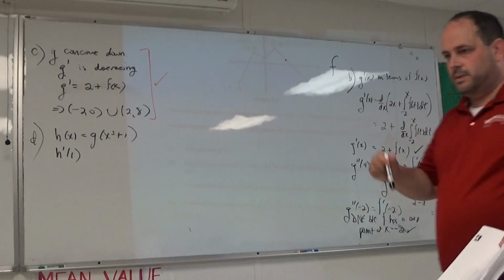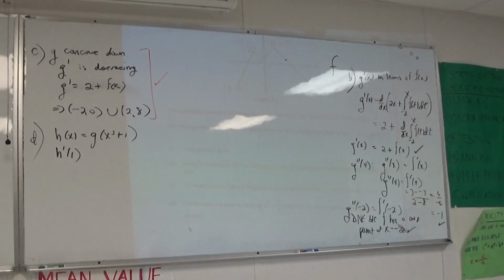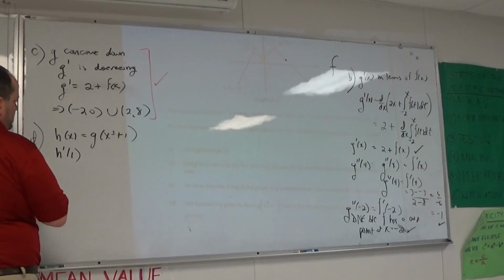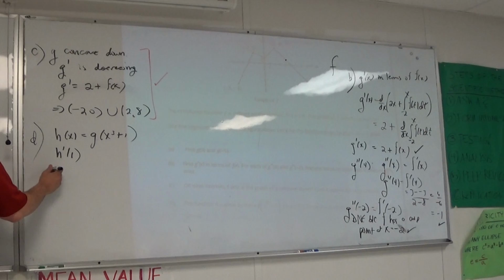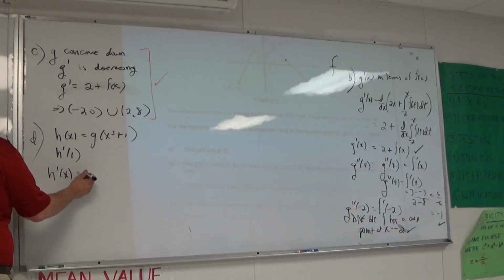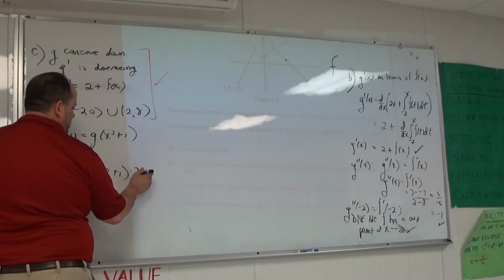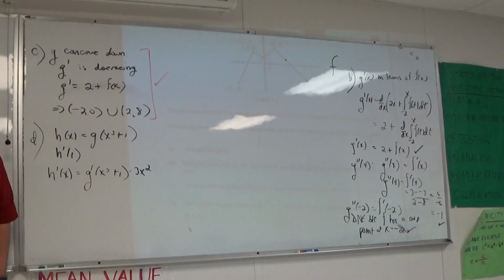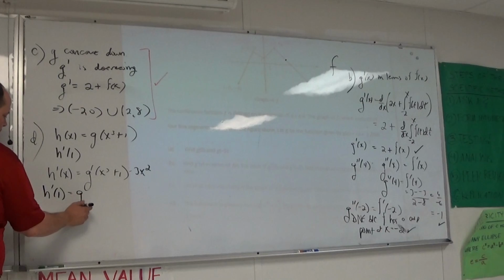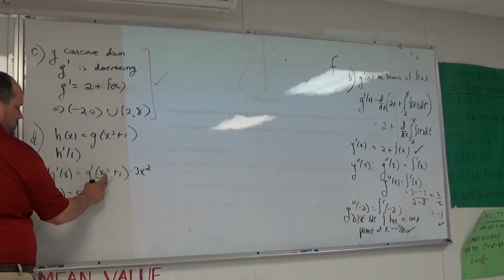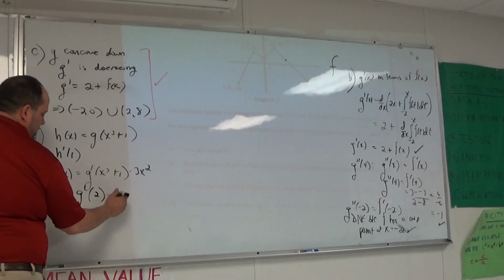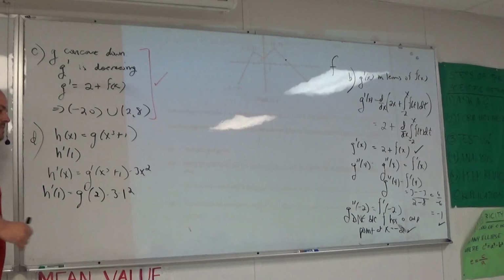Alright, some good things that I'm seeing so far. We know that h of x is equal to g of x cubed plus 1. So h prime is going to be g prime of x cubed plus 1 times 3x squared. Chain rule. A lot of folks are doing well there. To find h prime of 1, now I'm going to plug in 1. So 1 cubed is 1 plus 1 is 2. G prime of 2 times 3 times 1 squared.